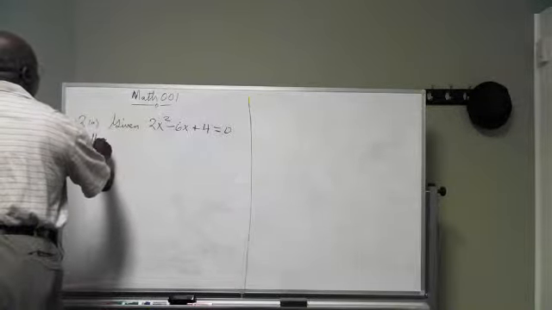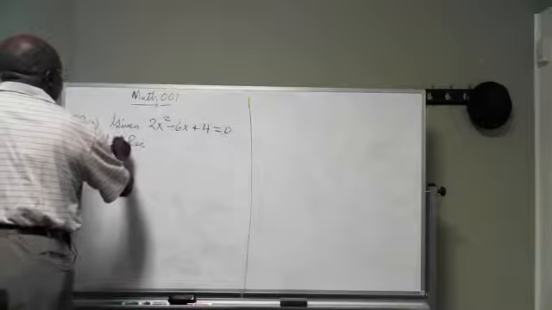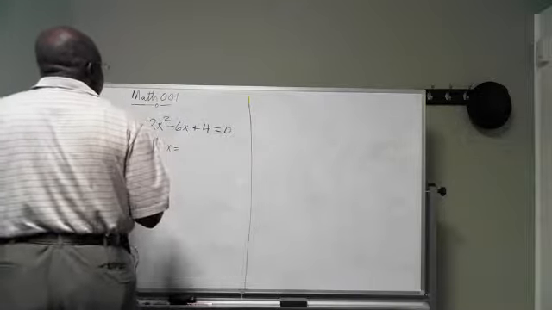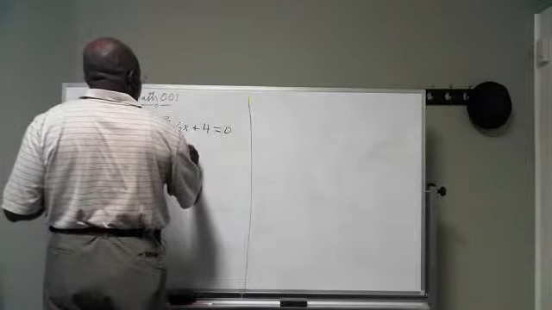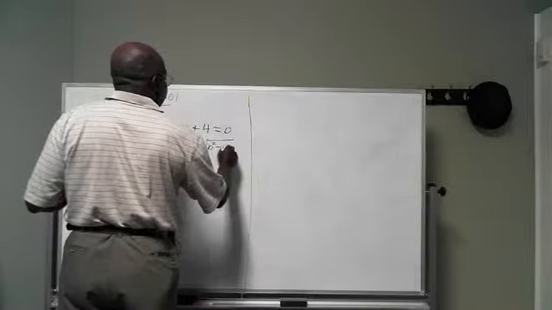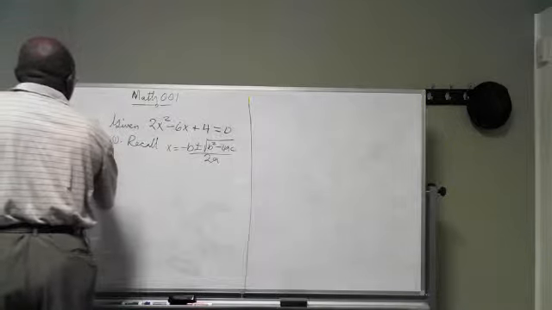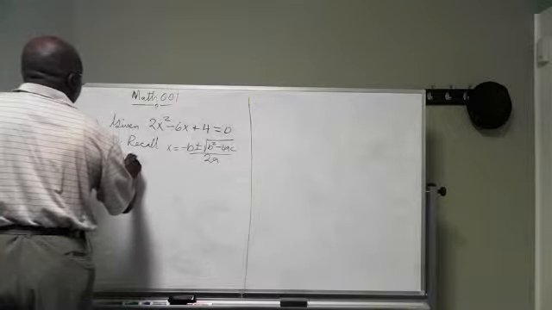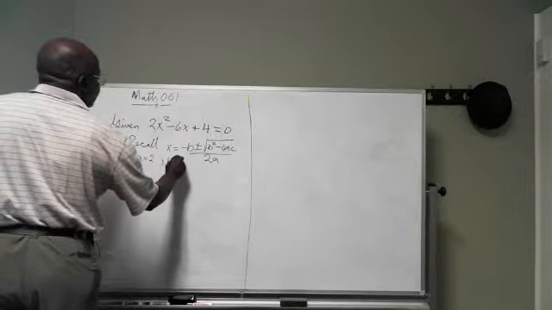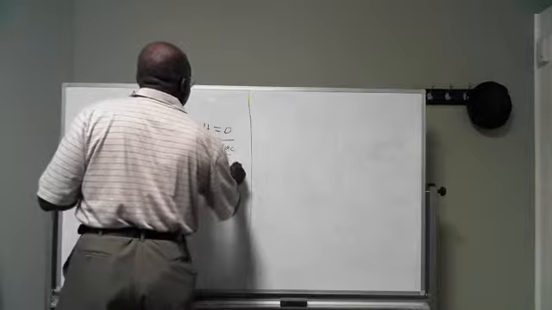Method 1. Recall x equals minus b plus or minus the square root of b squared minus 4ac over 2a. Clearly, a equals 2, b equals minus 6, and c equals 4.